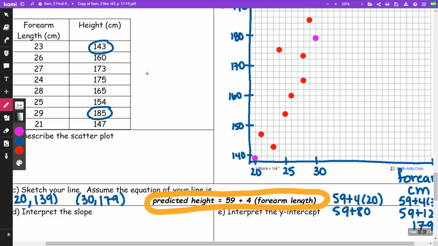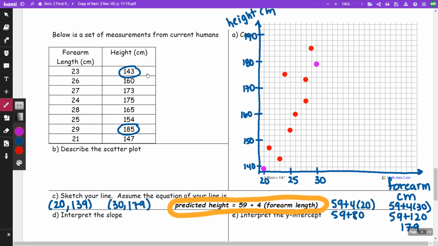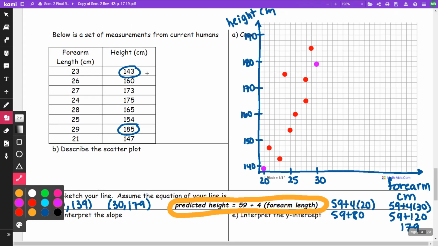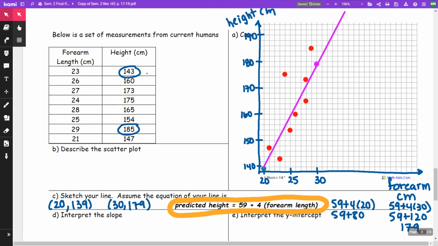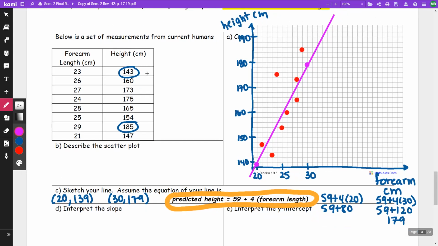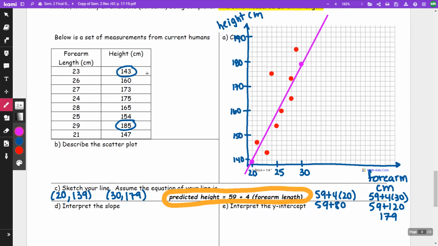30, 179 would be right here. So I'm going to draw a line through these points. Let me just extend this line. Okay, so that is my line of best fit. Again, I plugged 2 x values into the equation to see what y values I'd get, and I spread them out a little so the line wouldn't be too tiny. I could really see how it flowed.